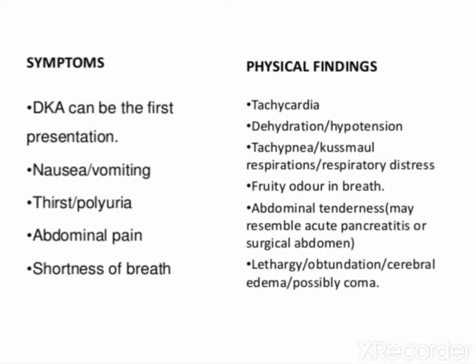The symptoms of diabetic ketoacidosis are nausea, vomiting, thirst or polyuria, abdominal pain, and shortness of breath. The physical findings are tachycardia, dehydration or hypotension, tachypnea, that is Kussmaul respiration, and respiratory distress. There can be fruity odor in the breath of the patient, abdominal tenderness, lethargy, obtundation, cerebral edema, and possibly coma.